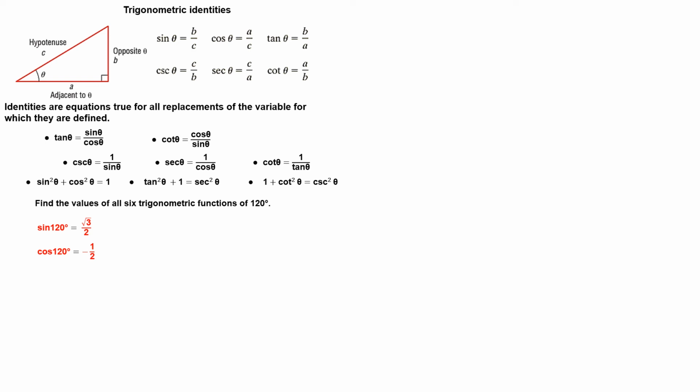From now on, we can use the identities to find the values of the other trigonometric functions. Tangent is sine divided by cosine. Substitute the values of sine and cosine of 120 degrees and simplify. We will do the same to find cosecant, secant, and cotangent of 120 degrees.